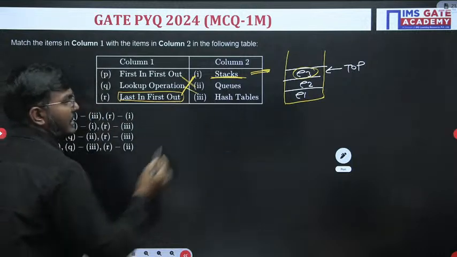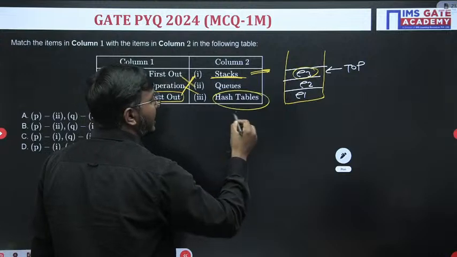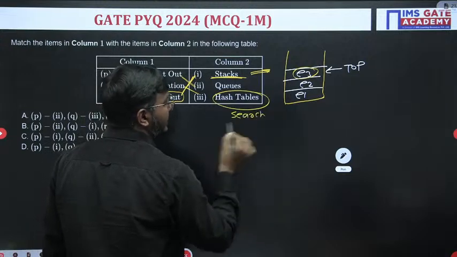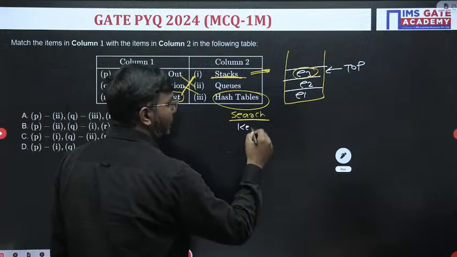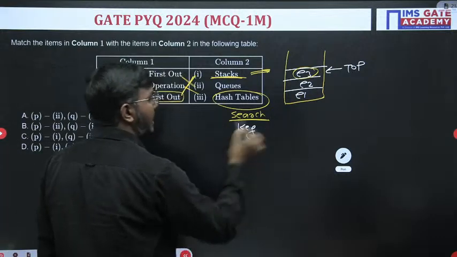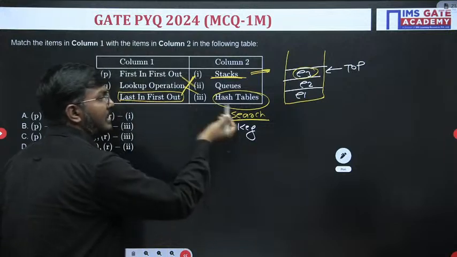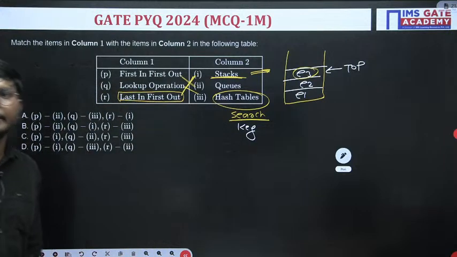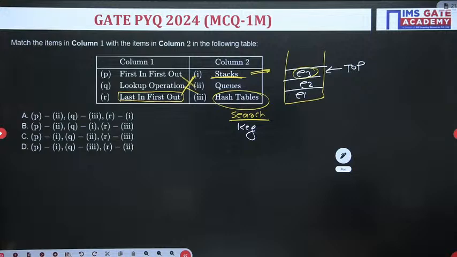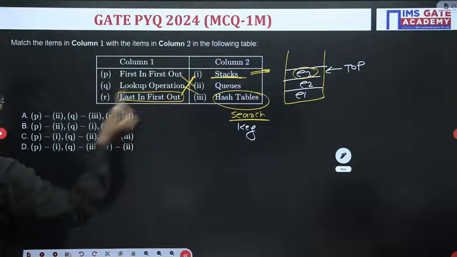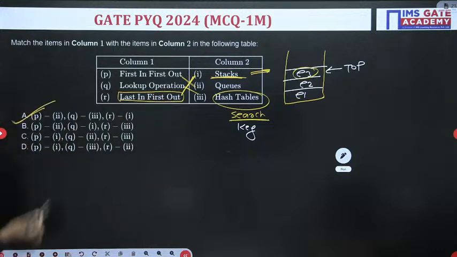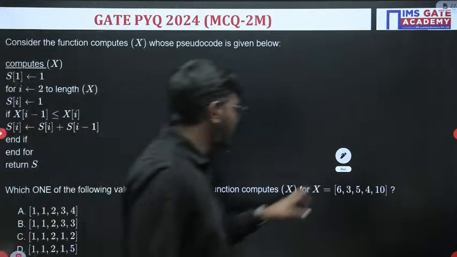Lookup means this hash table generally works for searching purposes. If any element is given, that key will be searched in the hash table, and based on whether the key is found or not, it will return the result. Understood? Very good. So the answer is: P is mapped to second, R is mapped to 1, and absolutely A is the right answer. Very good.